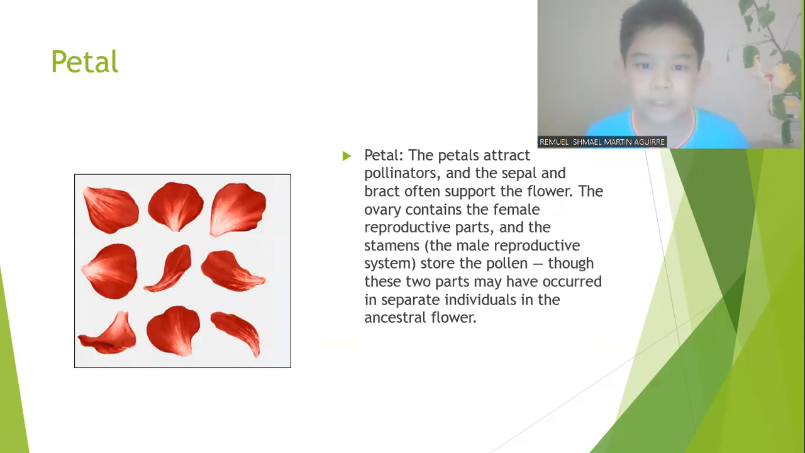Petal. The petal attracts pollinators and the sepal and bracts often support the flower. The ovary contains the female reproductive parts and the stamens, the male reproductive system, store the pollen. Though these two parts may have occurred in separate individuals in the ancestral flower.